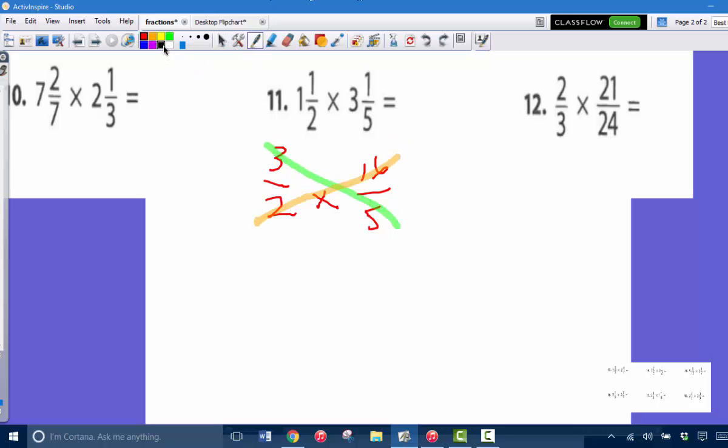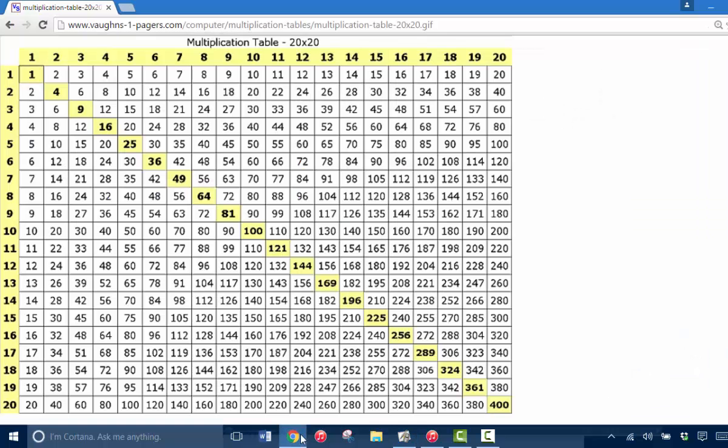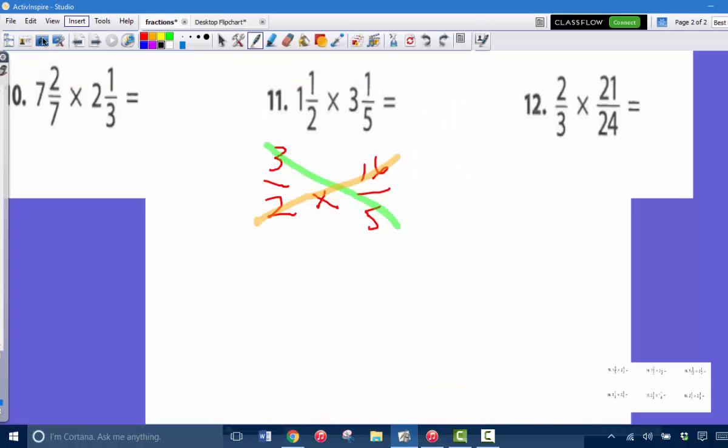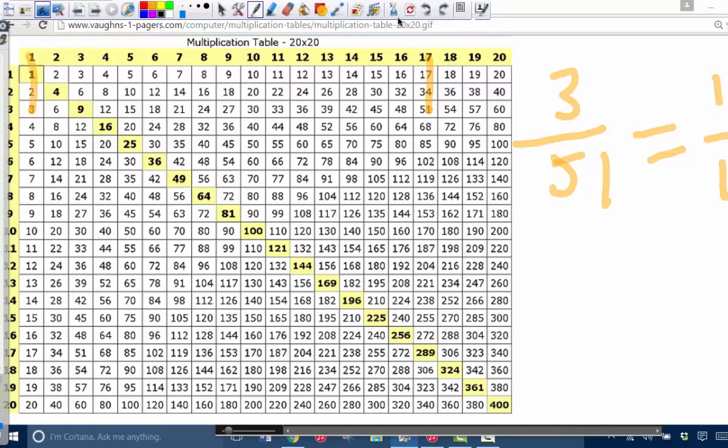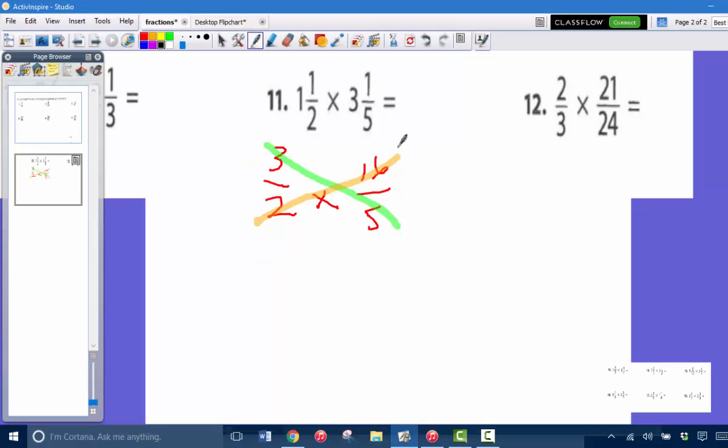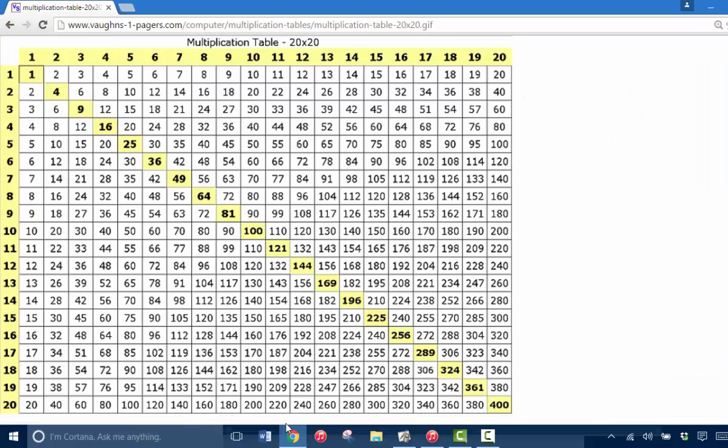Let me first take a look at the 3 and the 5. Okay, I know 3 and 5 are not going to reduce, so I'm not even going to go to the multiplication chart. If you need to, go to the multiplication chart. You will eventually find out that 3 and 5 are not going to reduce. That's as small as they're going to get. But 2 and 16 will reduce. I already know what it is, but I'm going to use the multiplication chart just so that you understand how you can use this chart and give you additional practice with that. Okay, so again, the numbers I'm looking for, which I already forgot. All right, 2 and 16, got it.